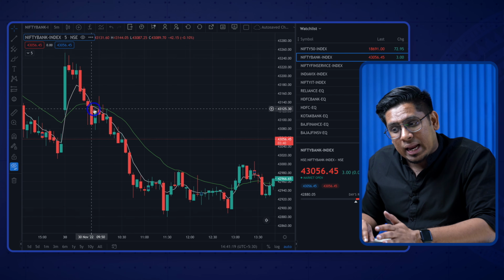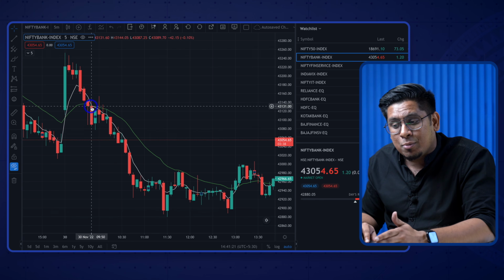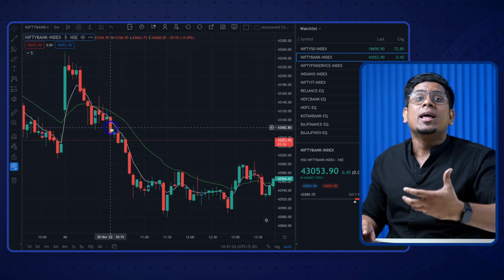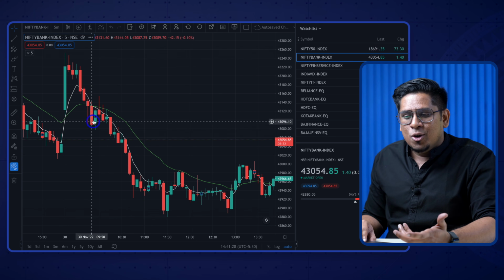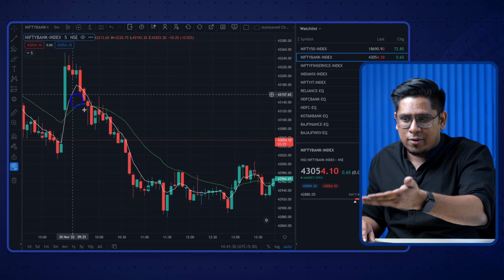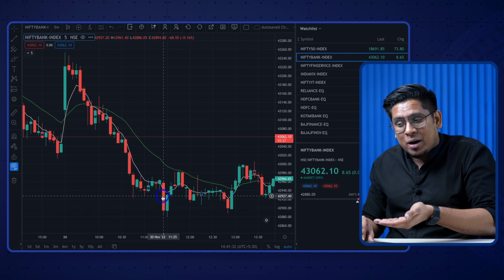Morning itself, the white line actually crossed over the 20 EMA towards the lower direction. What does it indicate? The underlying is bearish. And what happened? A bearish move actually came in, right? You could have shorted the index here, Bank Nifty, and you could have made good money if you see here.